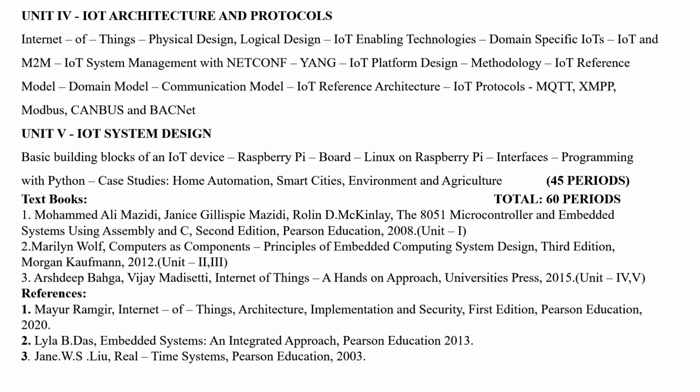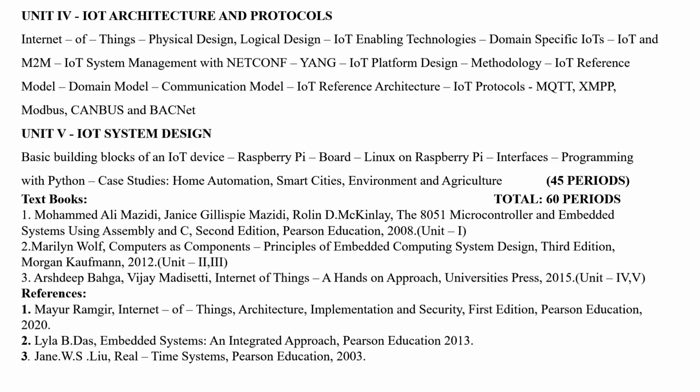The fifth unit is IoT system design. In the fifth unit we learn about the basic building blocks of an IoT device, the Raspberry Pi board, Linux board, and how we can interface IoT with other devices, that is, how embedded systems are interfaced with IoT. That is studied in the fifth unit, and finally we can use it in real-time applications such as home automation, smart cities, environment, and agriculture.